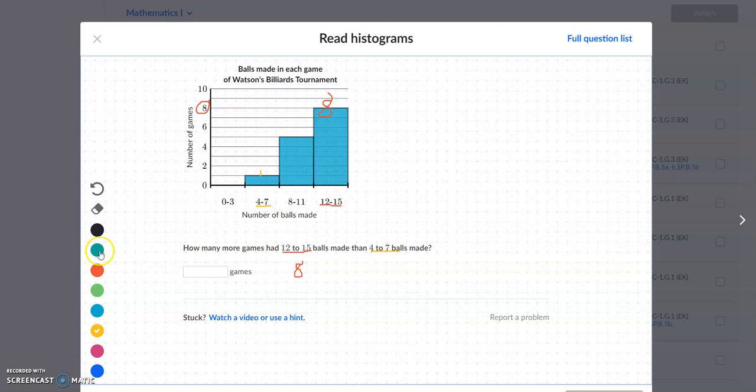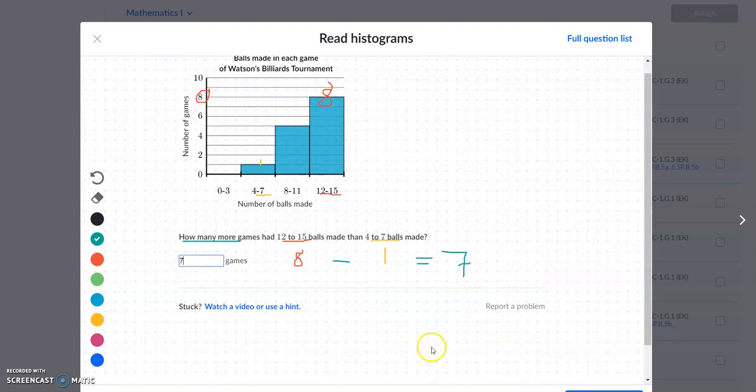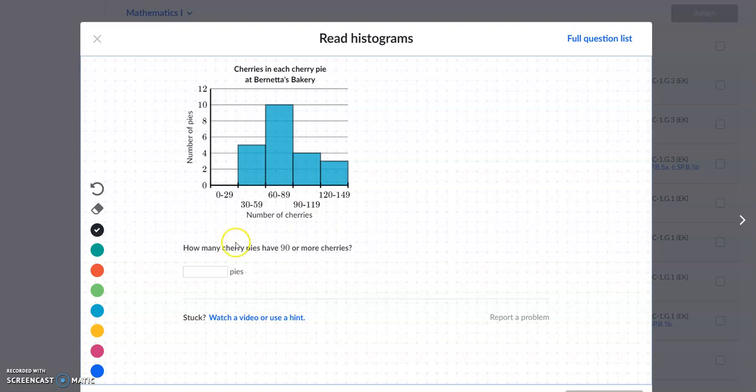So the question is, how many more? Do you guys remember what you're supposed to do for how many more? Yeah, we're supposed to subtract. How many more means that you're going to subtract 8 minus 1, and we get 7. So let's try that. Put a 7 in here. Click check. Awesome. I got that one right. So let's go to the next question.